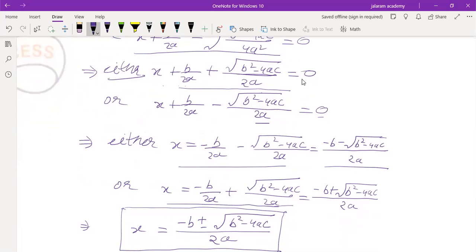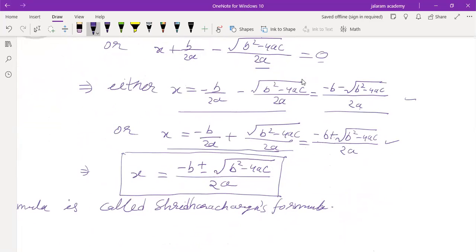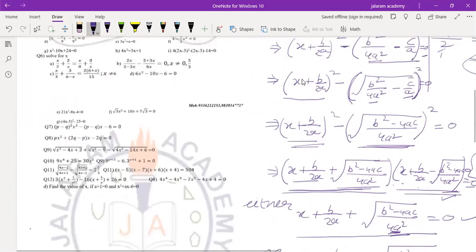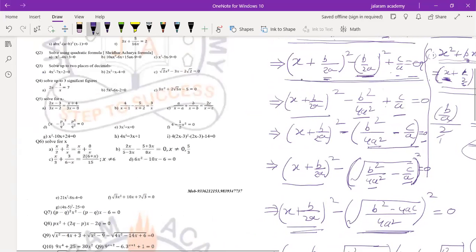When we take LCM 2a, it is minus b minus root b square minus 4ac upon 2a, or minus b plus root b square minus 4ac upon 2a, and on combining both, x equals minus b plus minus root b square minus 4ac upon 2a. Is that clear to everyone? And this is the formula. Yes, sir. Called Sridharacharya's formula. Okay. So no doubt in this.